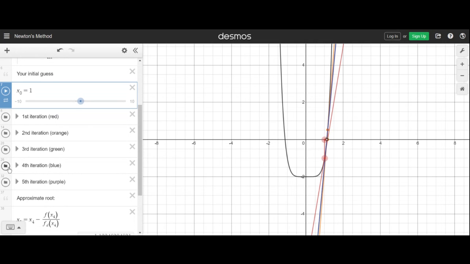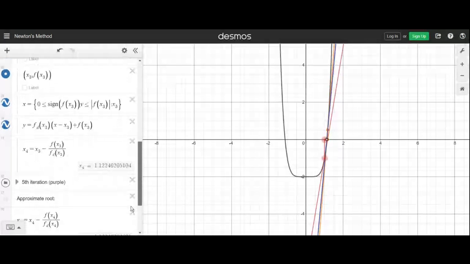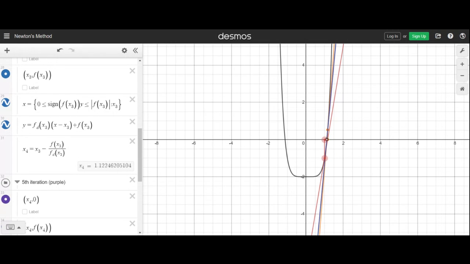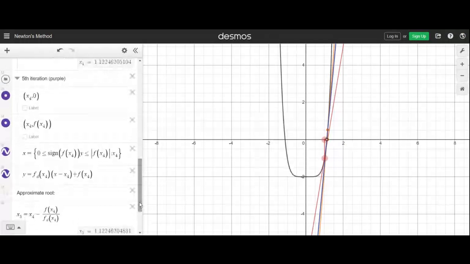And let's see, fourth iteration, x sub 4 is 1.12246205. X sub 5 is 1.12246048. Do we have agreement to 8 decimal places?